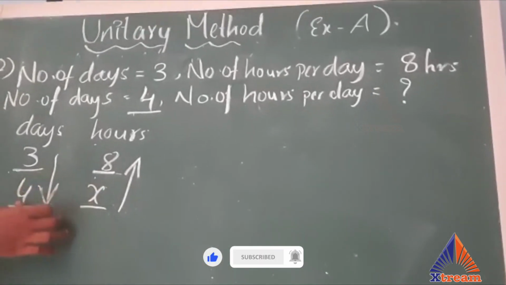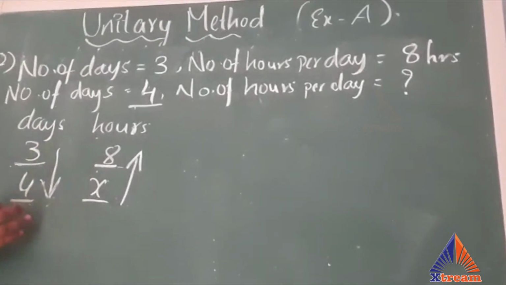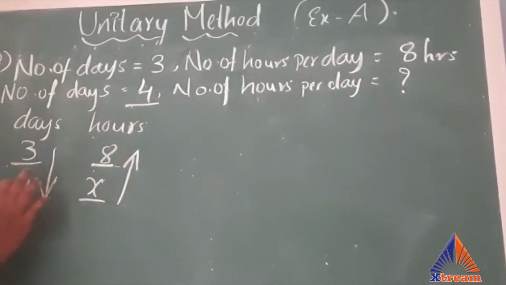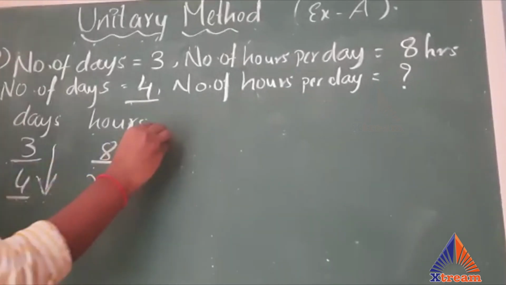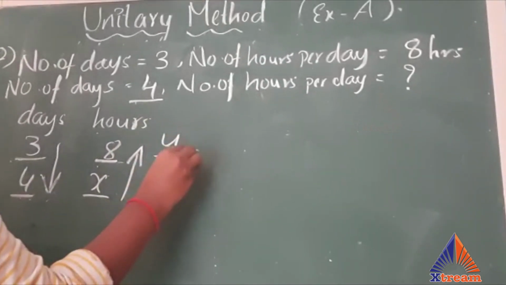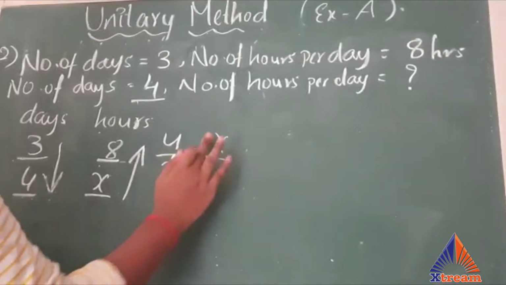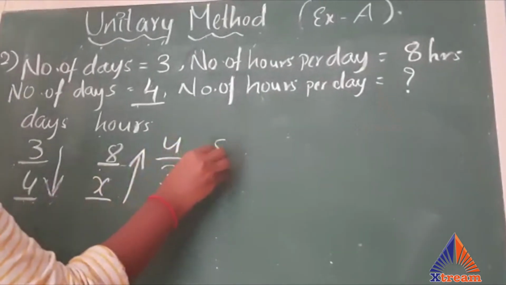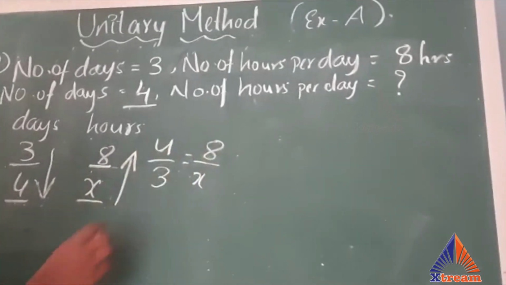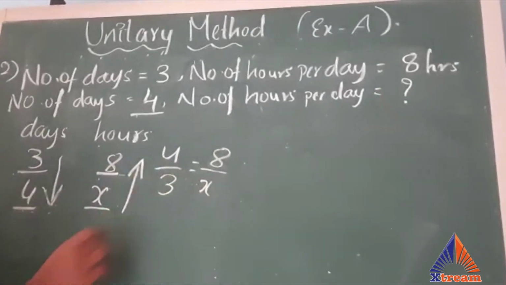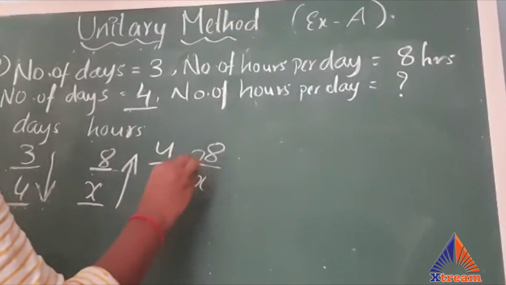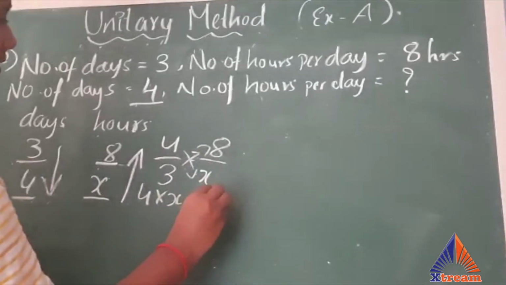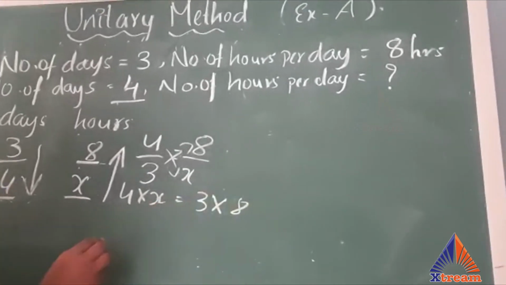So this is an inverse variation, as one arrow is pointing towards one direction and the other is pointing towards the other direction. Now form this in the fractional form, that is here 4 by 3 is equal to x by, here the arrow is pointing towards 8, right? So it is 8 by x. So remember and form it in the fractional form. Now do the cross multiplication, that is 4 into x is equal to 3 into 8.